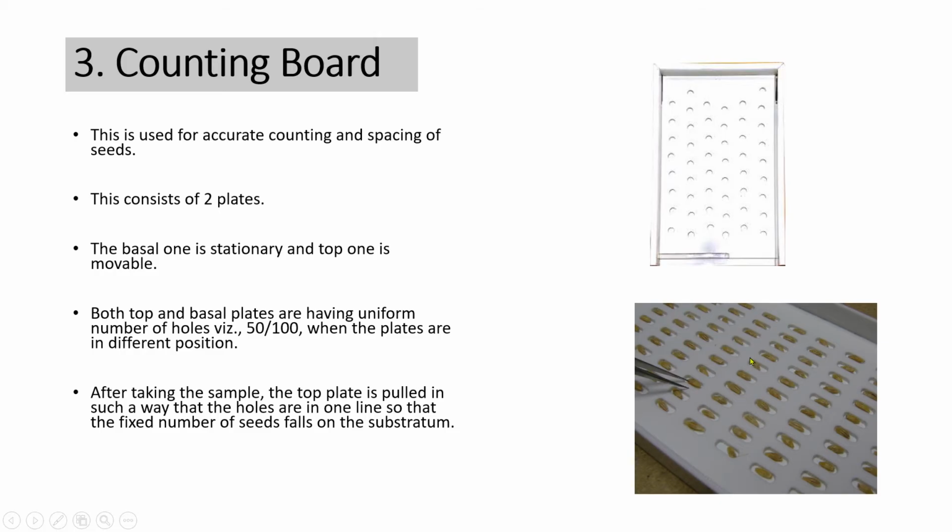So whenever you take seeds, you pour the seeds and incline the board, and all the seeds which are not fitting in these holes will fall down, and seeds will be retained in these holes. Every time you do this, you can count 100 seeds at a time. So this is the basic idea of the counting board. If you have to count 100 seeds instantly or quickly, you can directly use this.